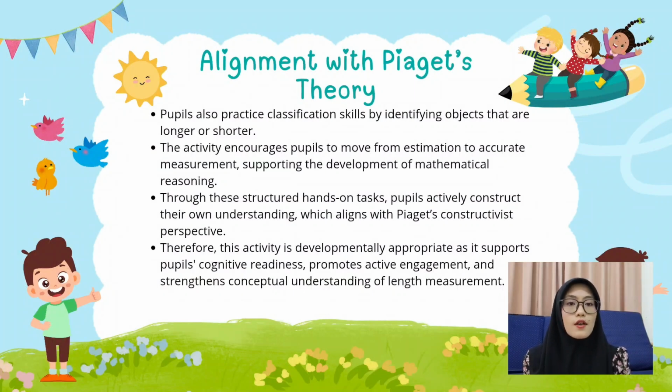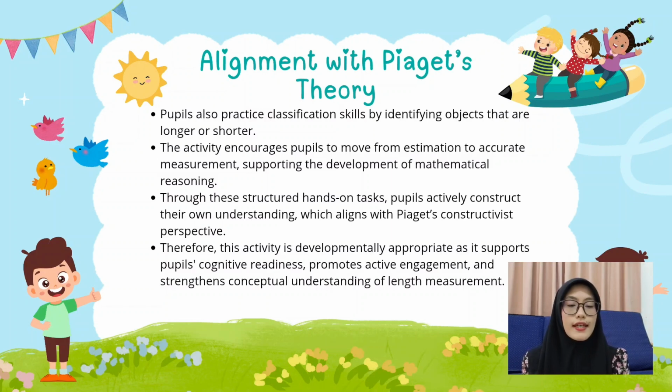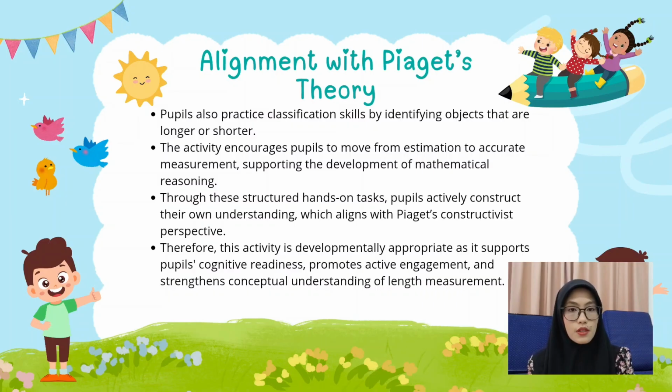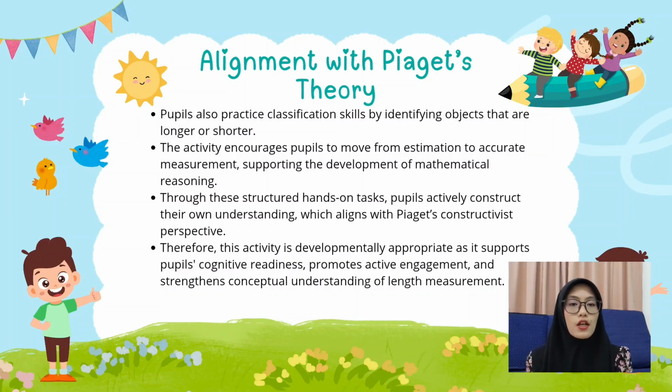Other than that, pupils also develop classification skills by identifying objects that are longer or shorter. The activity encourages pupils to move from estimation to accurate measurement, which supports the development of mathematical reasoning. Through this structured hands-on task, pupils actively construct their own understanding, which aligns with Piaget's constructivist perspective.